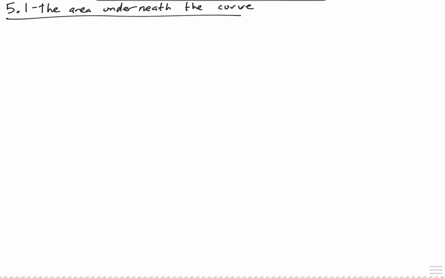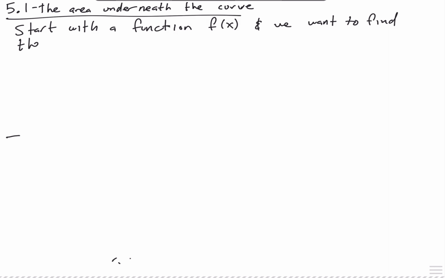All right, so let's just start off with a basic picture. So here, this is what we're gonna try to do. Let's say we start with a function f of x, and we want to find the area under f of x from x equals a to x equals b.